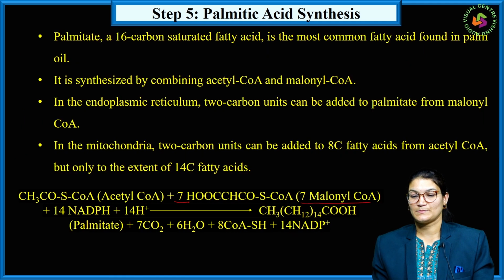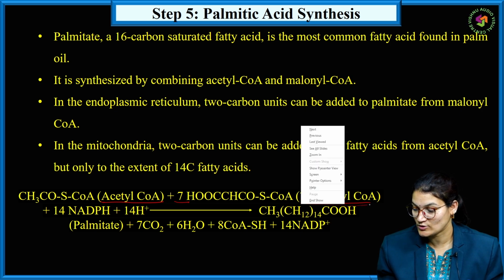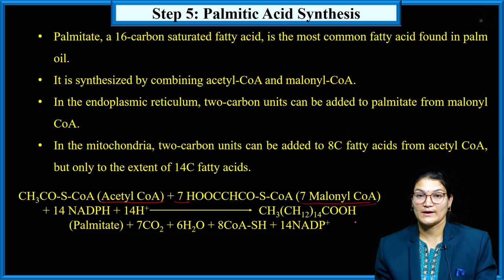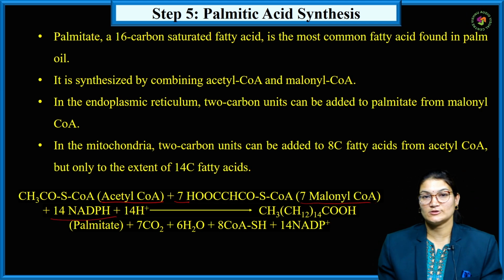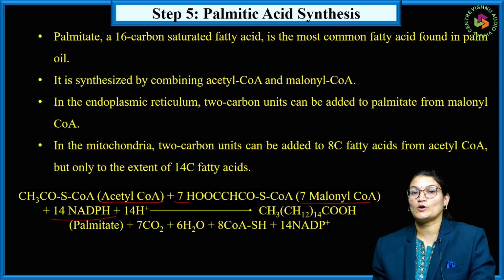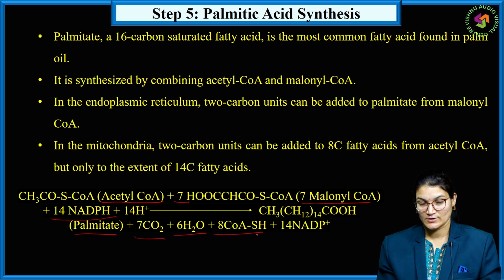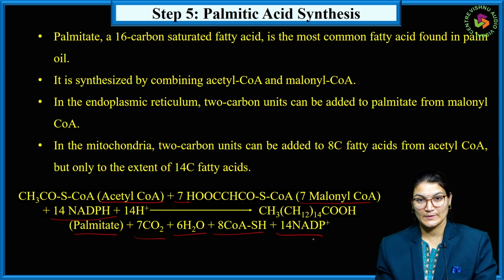So the last step is palmitic acid synthesis. Palmitic acid is a 16-carbon chain, and from acetyl coenzyme A to the addition of malonyl coenzyme A, it requires a total of 7 malonyl coenzyme A in the whole process. Along with that, it requires 14 NADPH, because at the 2 reduction processes we require 2 NADPH for each cycle. So it requires 14 NADPH, and the end products of the 7 cycles are palmitate, as well as 7 carbon dioxide molecules, 6 water molecules, 8 coenzyme A molecules, and 14 NADP plus molecules.